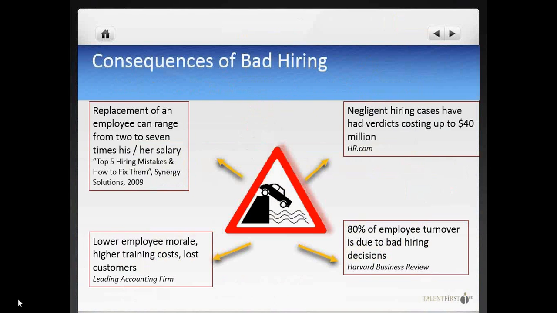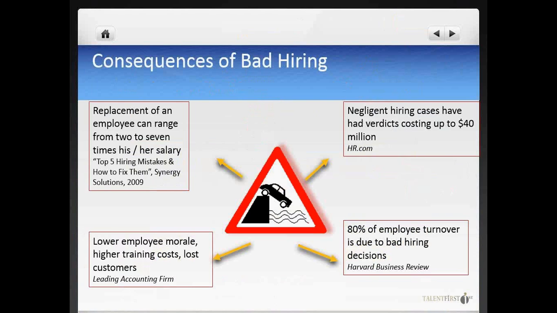On the other hand, overlooking selection can imply a large number of risks for your organization. I quoted only a few of the main consequences related to bad hiring. For example, replacing an employee can cost from 2 to 7 times his or her salary. That means that replacing somebody who earns $50,000, for example, can cost you up to $350,000.